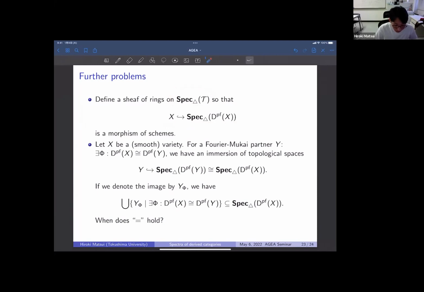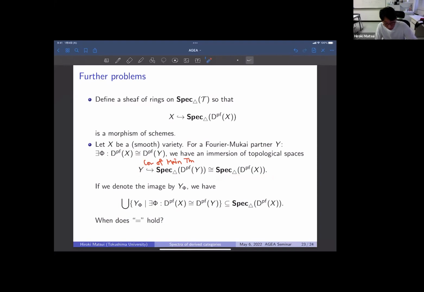And the other problem is the following. Let X be a smooth variety. Then consider a Fourier-Mukai partner, which means there exists an equivalence of derived categories. If there exists such an equivalence, we have the following immersion of topological spaces. Since this is an equivalence of triangulated categories, these triangular spectra are homeomorphic. And by the corollary of the main theorem, Y is embedded into this topological space. So the Fourier-Mukai partner Y is embedded into this topological space.